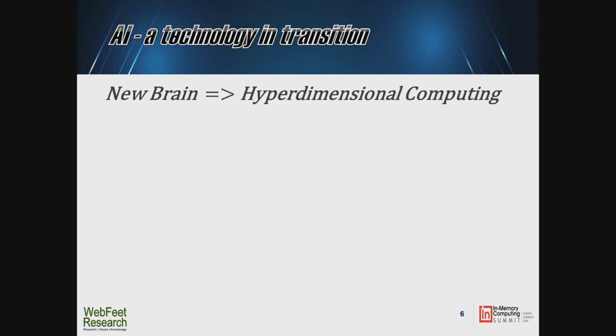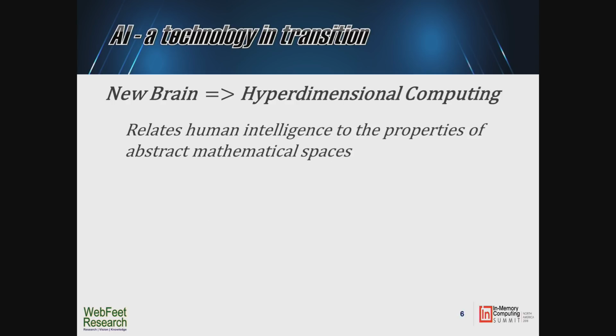The new brain is hyperdimensional computing. You'll hear Vicarious talk about a new brain, and the reason they're not telling you what the new brain is, is that it's based upon hyperdimensional computing. We'll talk about that in a few seconds here. It relates the properties of human intelligence, the way we actually think, to abstract mathematical spaces. In other words, we're talking about an algebra, and it's a proved algebra.